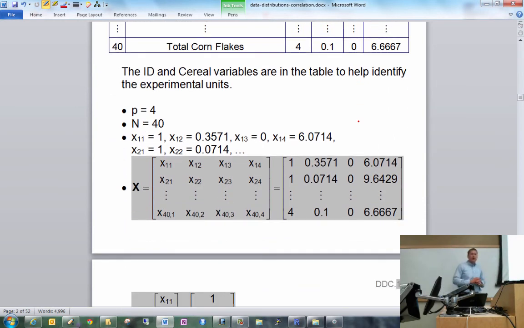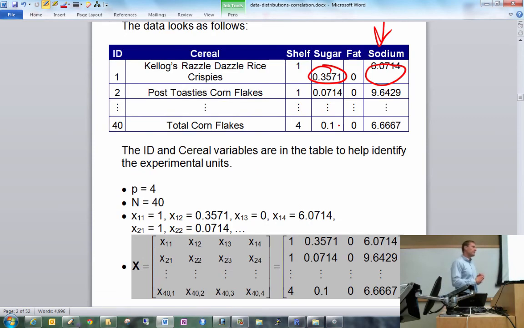Okay. Good question. Is there any way to do that in R, like just take sugar divided by the serving size using vectors? Yes, and we'll look at it. So we'll get there. But thank you for the question.